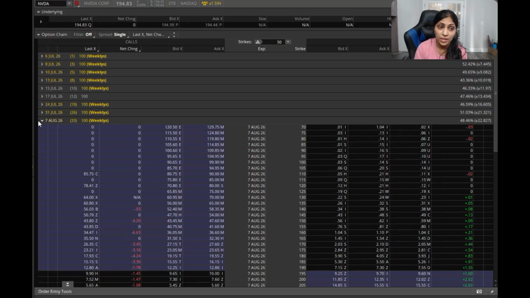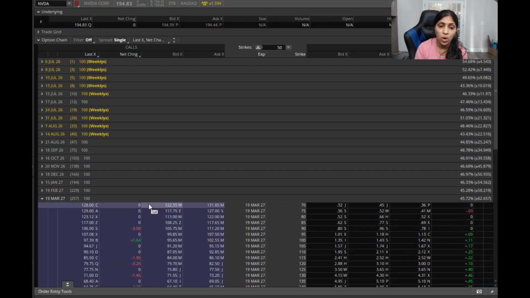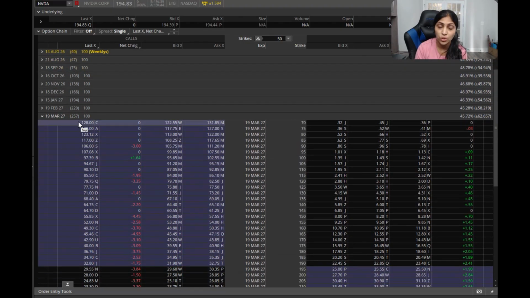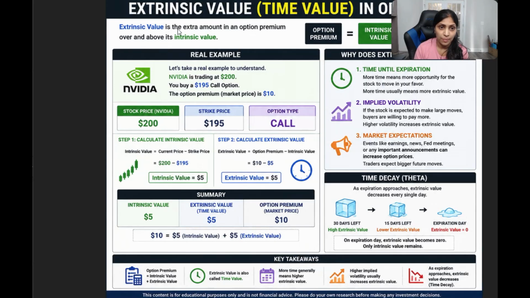And if you see, that extrinsic value should be more for longer expiry dates. This is 257 days out and the premium is 32.75. We'll see it with a real example. And extrinsic value simply means time value.